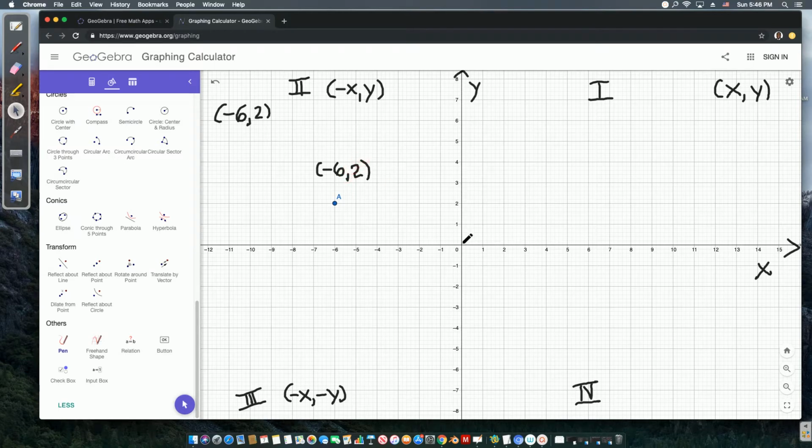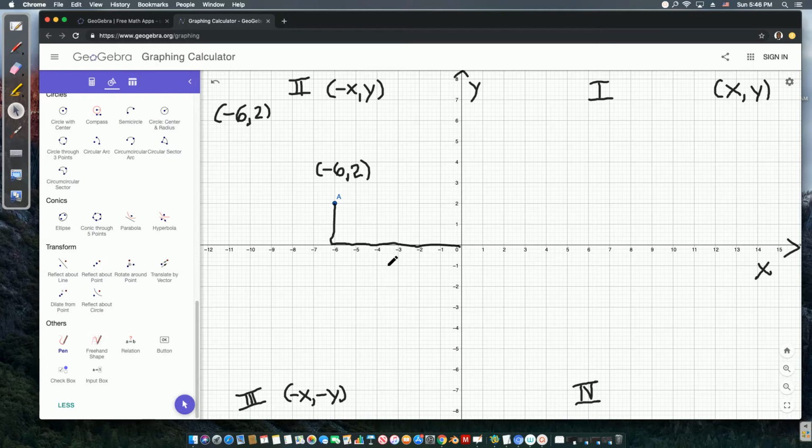Okay, so starting from the origin, we're going to go towards the left. And remember that the positive values in the x-axis is going towards the right. But in this case, we're going towards the left. So we have 1, 2, 3, 4, 5, 6. And for the y value, it represents the distance from the x-axis. So we go upward. So we have 1 and 2.